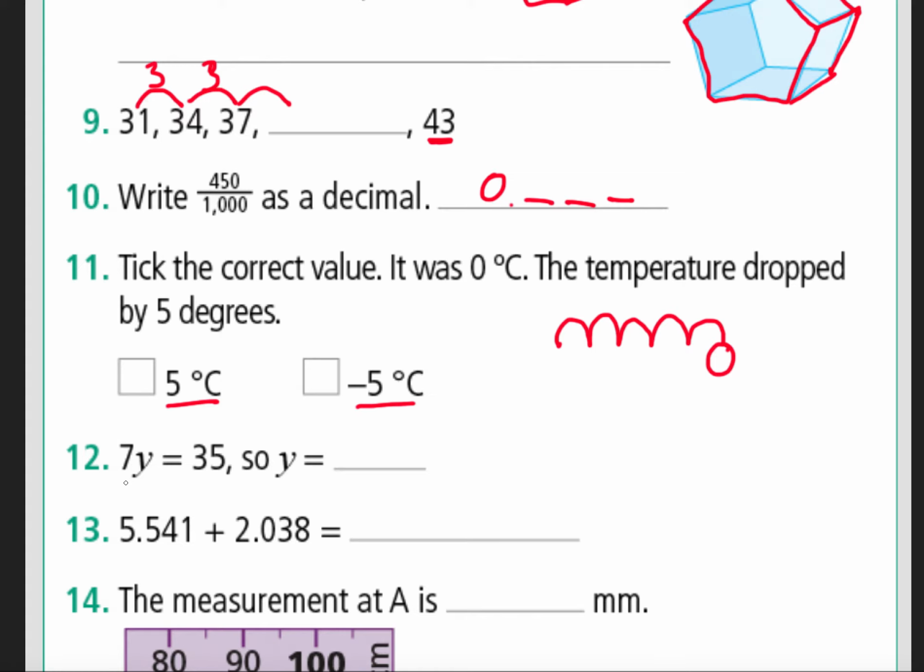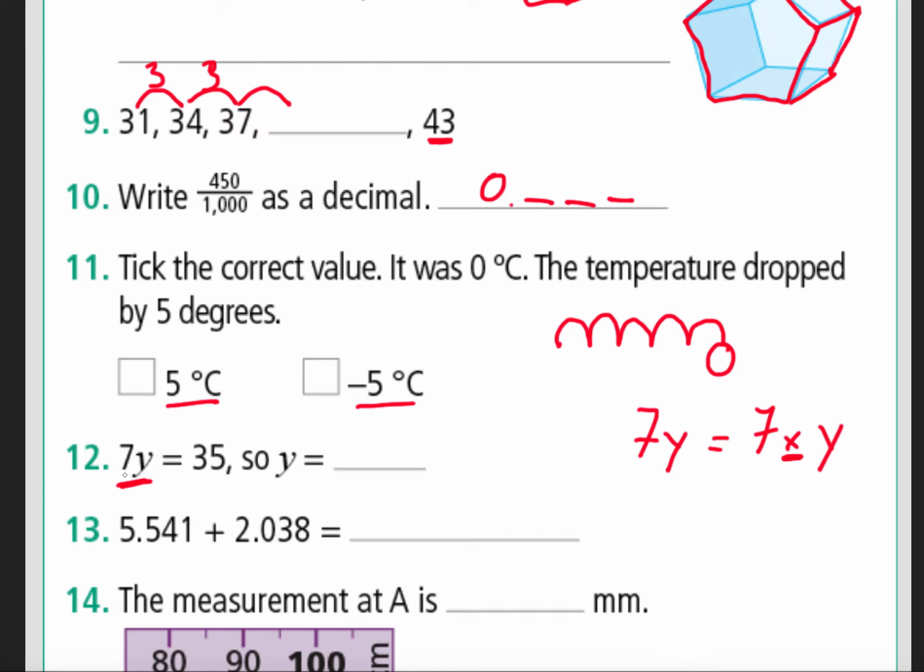Now number 12, 7y. When you see a number and a letter written beside each other in maths, so 7 and y, what that means in maths is 7 multiplied by y. But we don't write it like this because it gets very confusing, because this multiply sign here looks like an X.